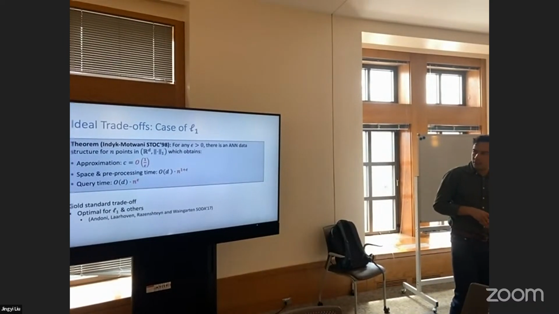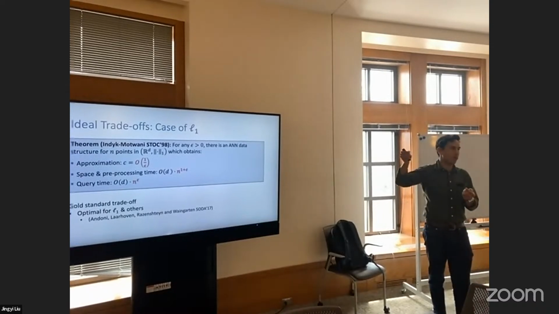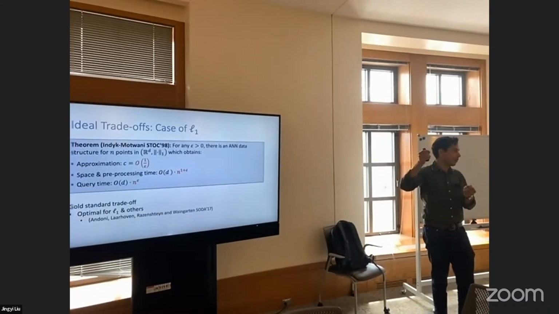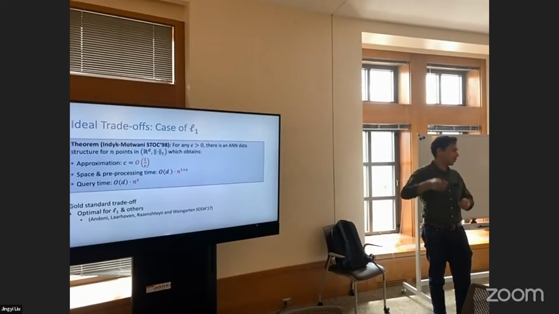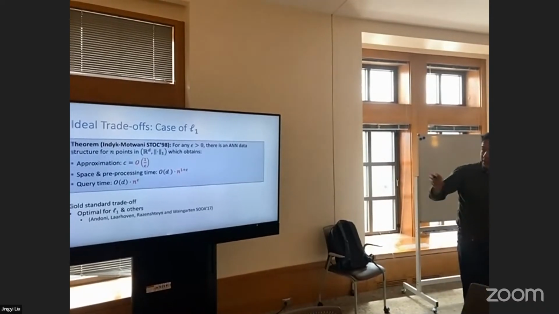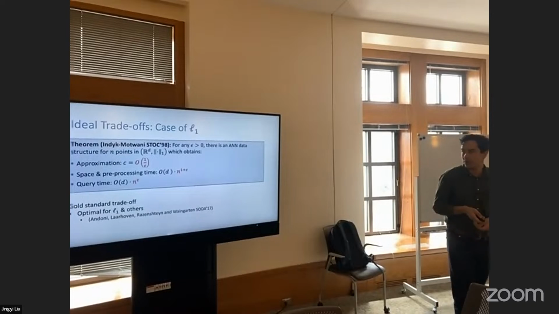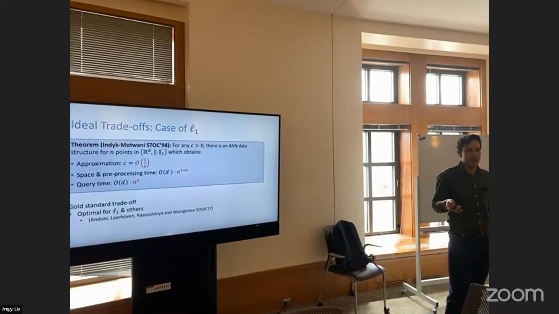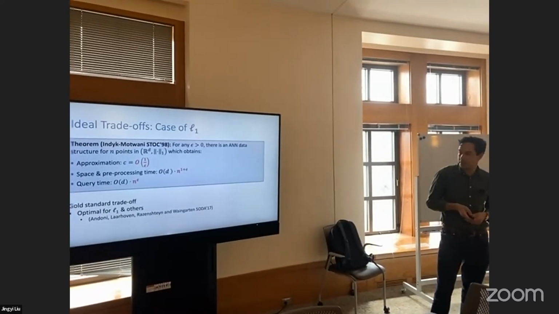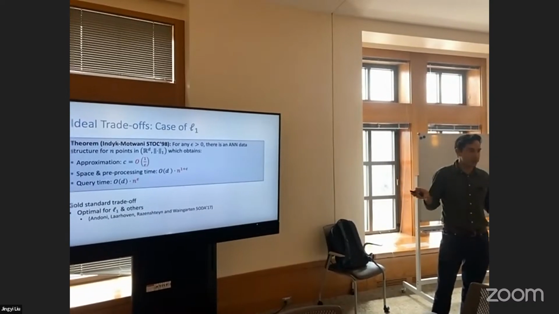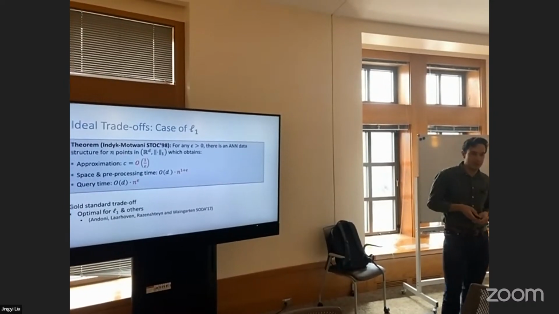If we want to simplify the trade-off, we can forget about the space and preprocessing time and just look at the trade-off between approximation and query time: n to the epsilon, and then 1/epsilon approximation. That's the core trade-off that you could hope for as a gold standard. This is actually quite good if you think about it: in square root n time, you can get roughly a 2 approximation. That's kind of surprising. Even in high dimensional space, there's no dependency on d here in the approximation.